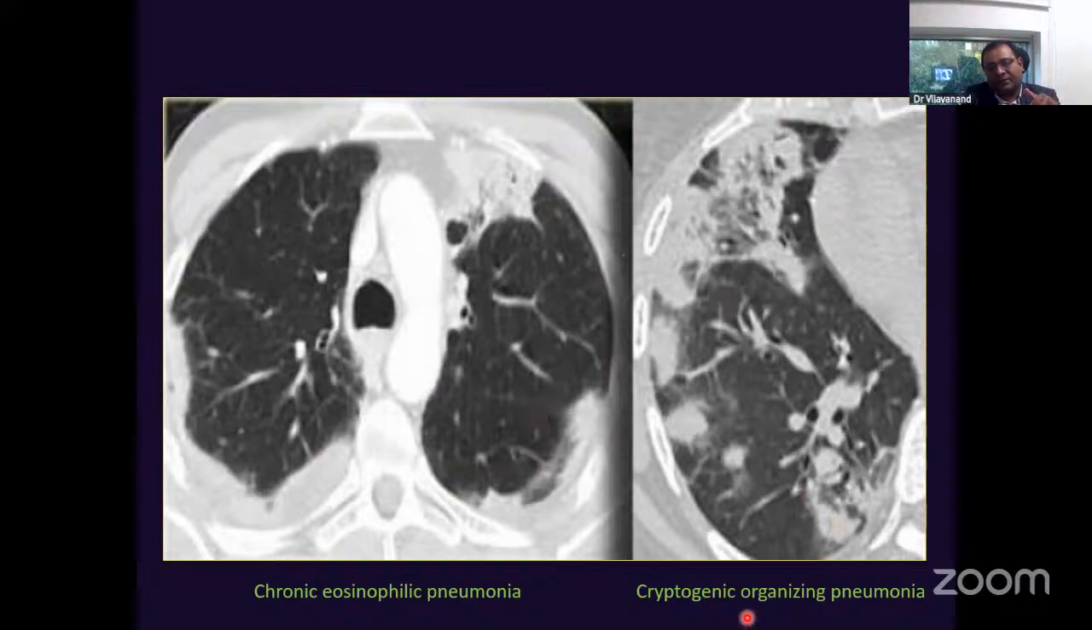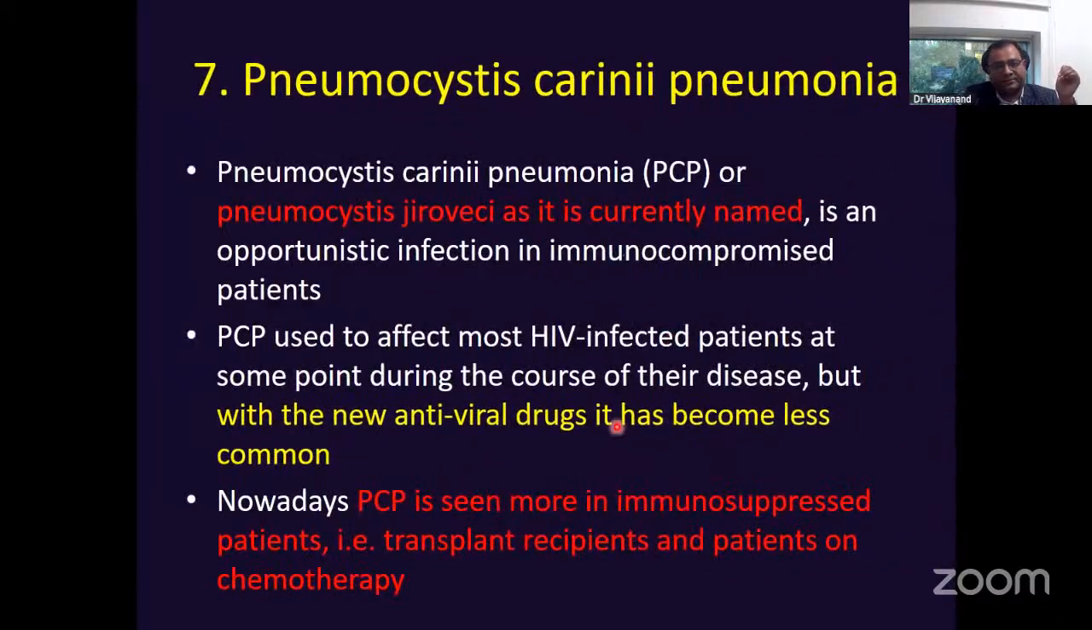And there's a close differential here. What we are seeing here is cryptogenic organizing pneumonia, wherein you find multiple areas of irregular consolidation. There are a few other findings in addition, in case of cryptogenic organizing pneumonia, which I will discuss in the coming slides. But this is a close differential for chronic eosinophilic pneumonia, and basically we have to correlate with the lab findings to ascertain the diagnosis.